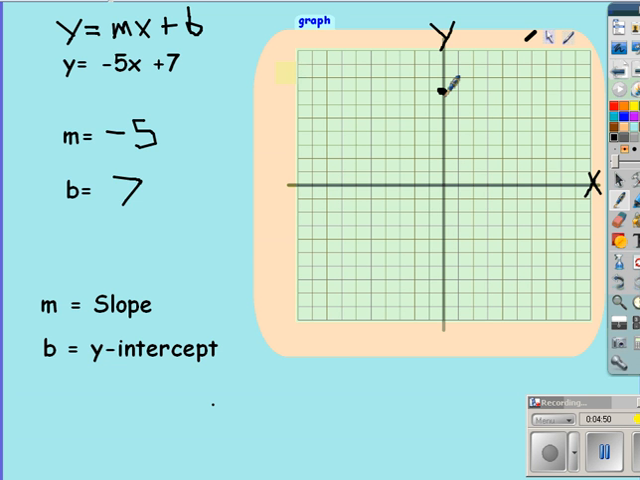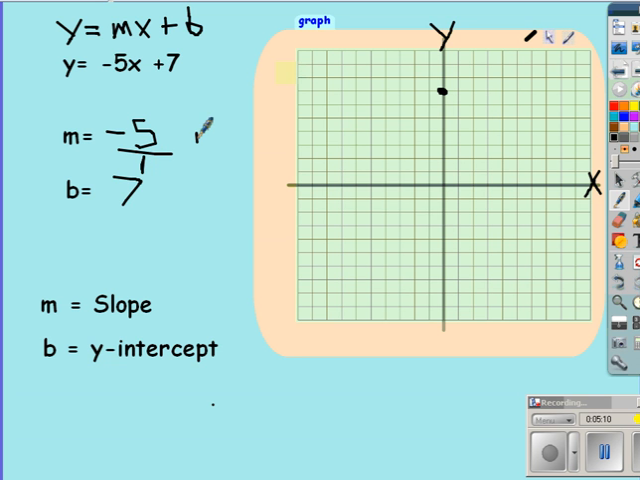To get that second point, I'm going to use the slope. Now, negative 5 is a whole number. Slopes are typically in the form of a fraction. So negative 5 is really the same as negative 5 over 1. If you ever have a whole number as your slope, it's the same as that number over 1.